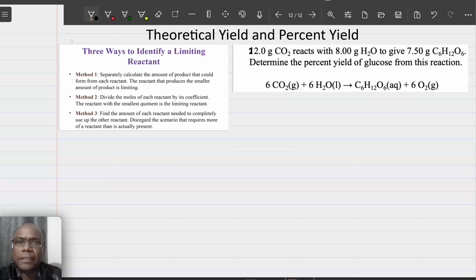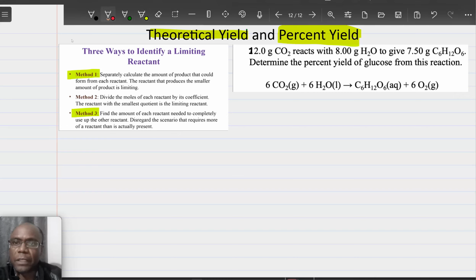So now let us try and understand the process of getting the theoretical yields of reactions and percent yield. These are examples of finding the theoretical yield and percent yield, and I'm going to use one question and show you how to do it, probably using method 1 and using method 3.